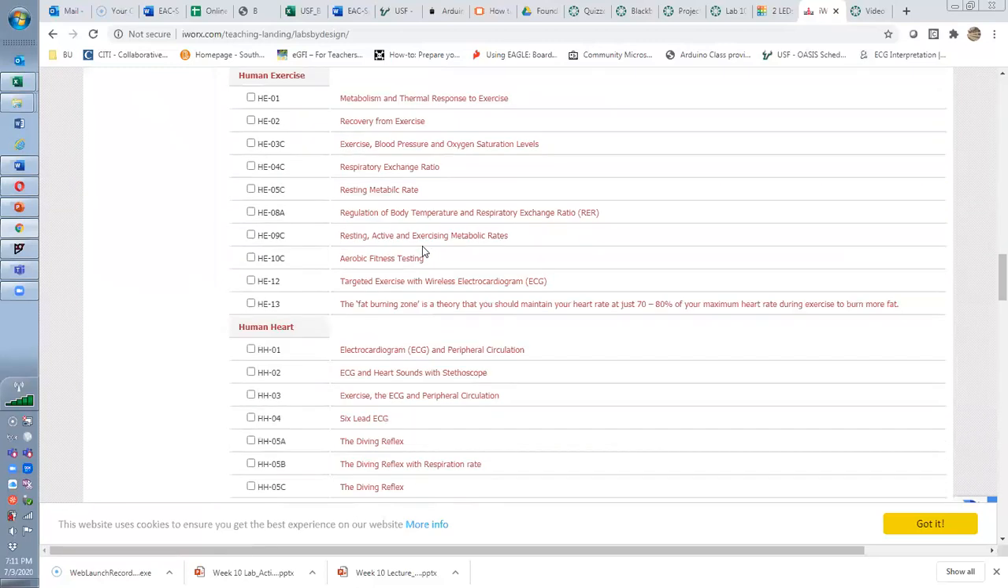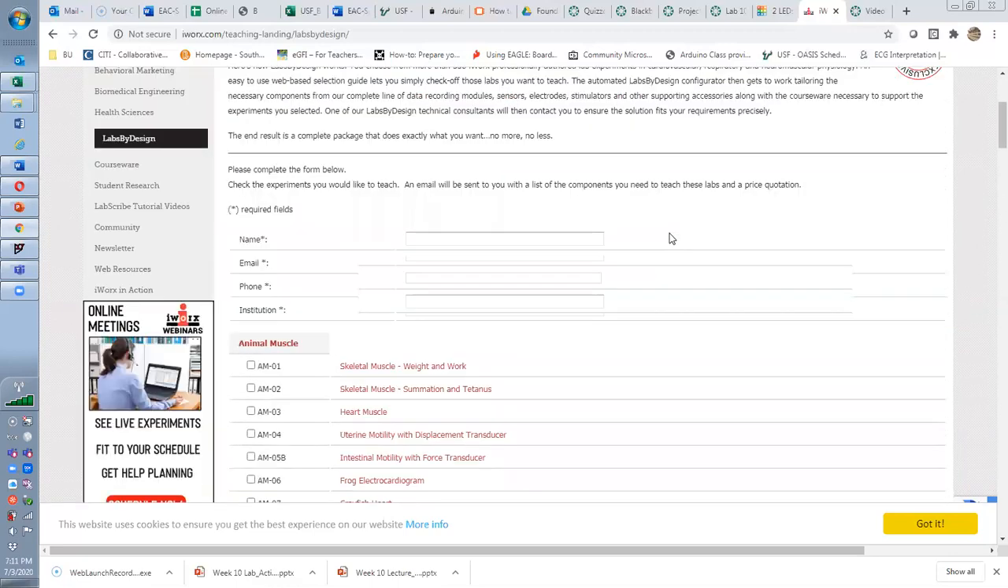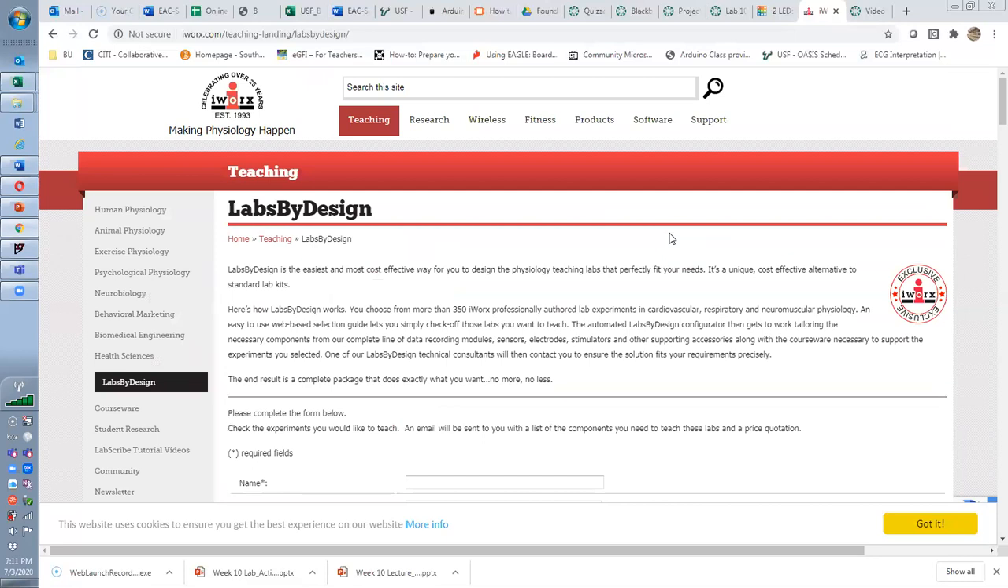The advantage with iWorks is that it comes with the components needed. It comes with the hardware and the experiments as well. So students can actually take the kits home and then bring them back. That's an advantage of having iWorks in your labs. So that was one way that students were able to measure the particular physiological signal.